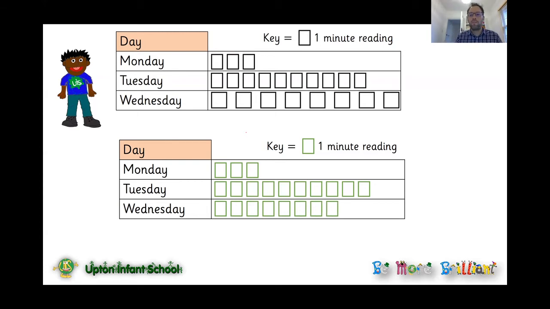Sonny, you've done a much better job there because all of your symbols, those rectangles, are the same size, and you've lined everything up. And the reason that is so important is because now, when we look at the pictogram, we can see straight away, on Tuesday, he read for the longest amount of time. He read for 10 minutes on Tuesday. And on Wednesday he read for nearly as much as he did on Tuesday, but he didn't do as much reading on Monday. That's a good pictogram.